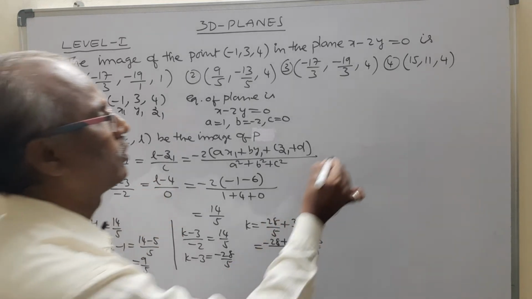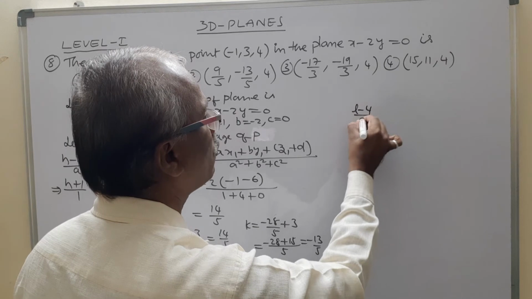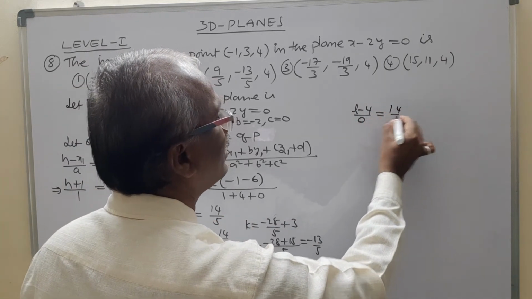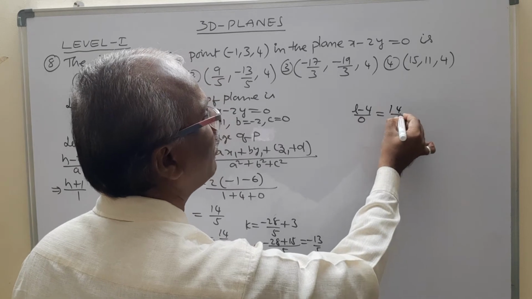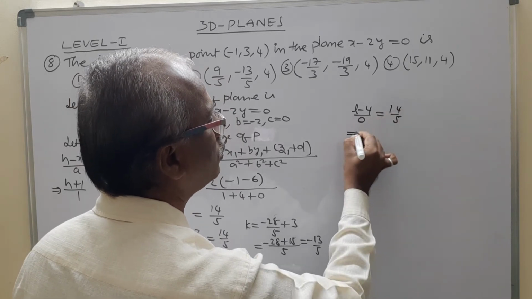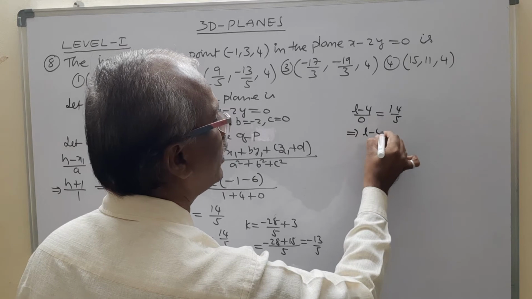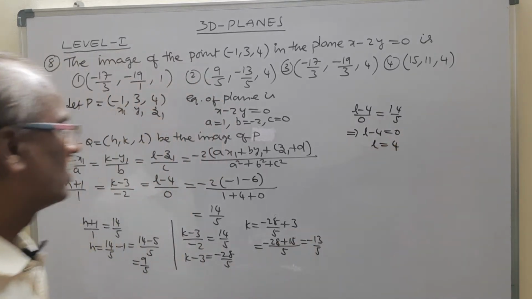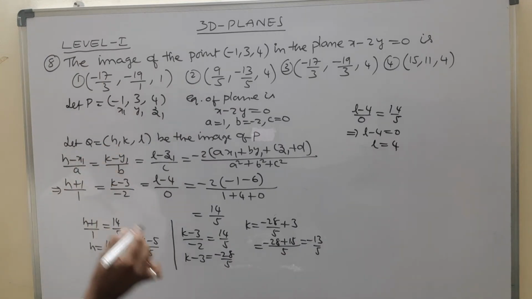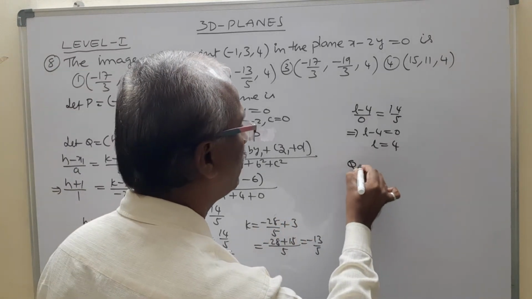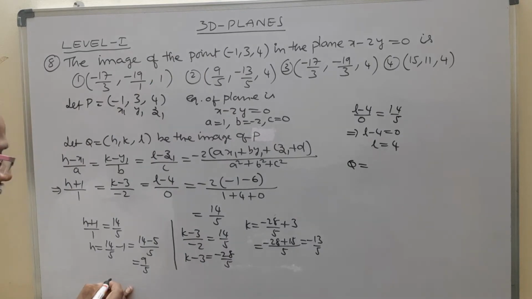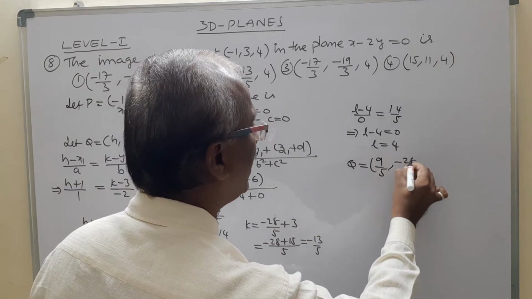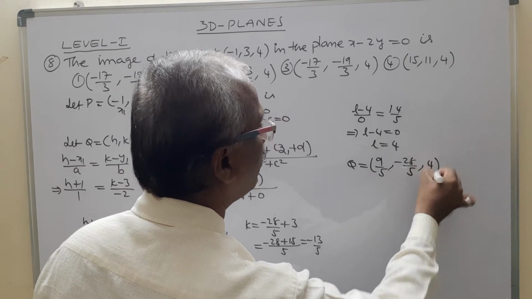Next, to find l. (l - 4)/0 is equal to 14 by 5. Cross multiply: 0 into any number is 0. So l - 4 is equal to 0, l equal to 4. Therefore, the image point Q = (h, k, l), where the h value is 9 by 5, k value is -28 by 5, and l value is 4.